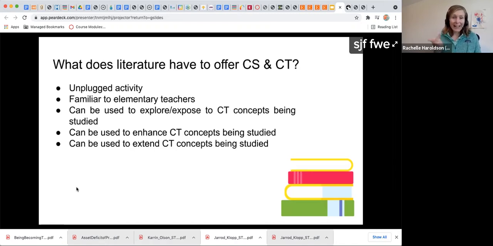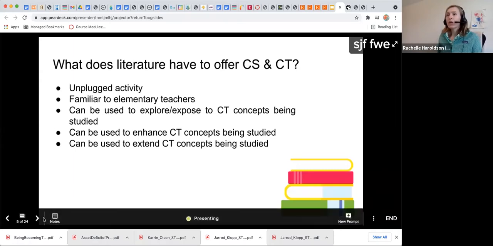It can be used to enhance computational thinking concepts. So maybe you're doing something in your class and you want to highlight the computational thinking going on. Literature could help with that. Or maybe extend. So you've done something, you want to move to the next phase and introduce computational thinking, and a book might help you with that too. So those are the things that we think literature really has to offer.